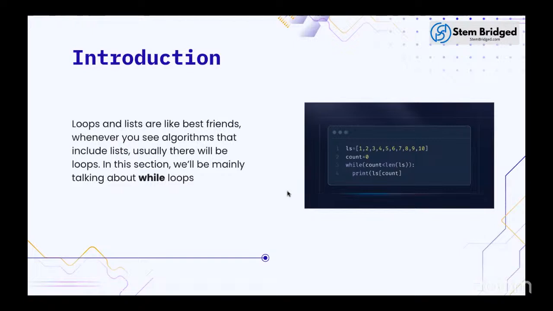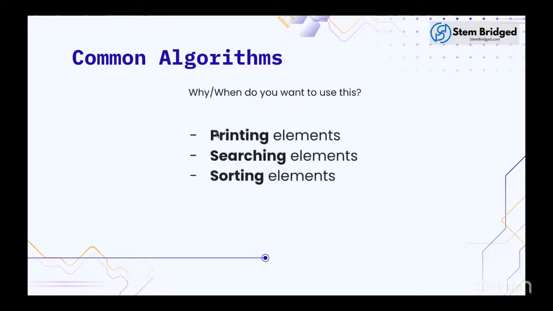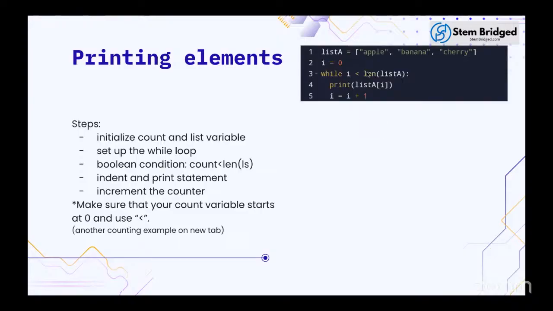In this section, we will be mainly talking about while loops. In this example, this is a list, ls. Count is a variable for the index in the list, which starts at 0 because you always count from 0. When and why do you want to use this? If you are printing elements in the list, if you're searching for an element in the list, or if you're sorting elements. For example, this is printing elements.